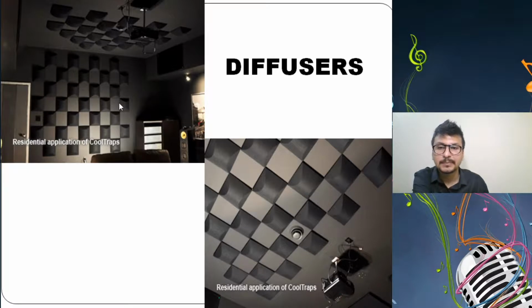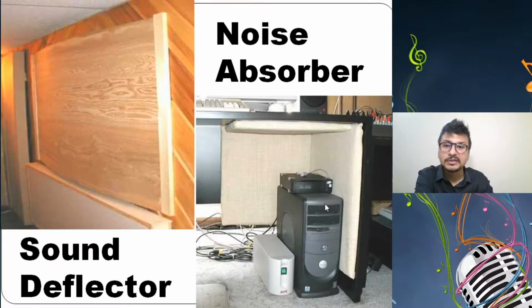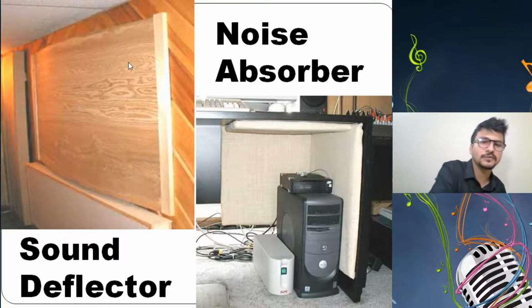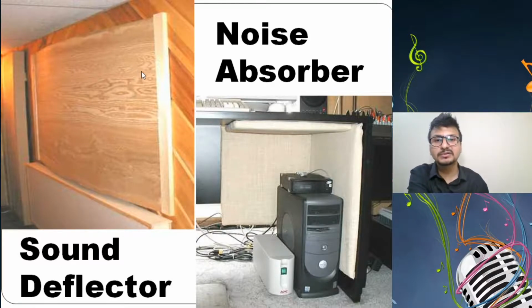It's a residential application of a cool trap. They are diffusers. They diffuse the sound. Generally, you can say they absorb the sound and diffuse the sound. These are noise absorbers. On the front, the top one, you can see this is the noise absorber. They absorb the noise, because inside the studio, the other side of the wall is the office. People are coming, going, calling, ringing cell phones, talking to each other. That ambience, this wood is absorbing.